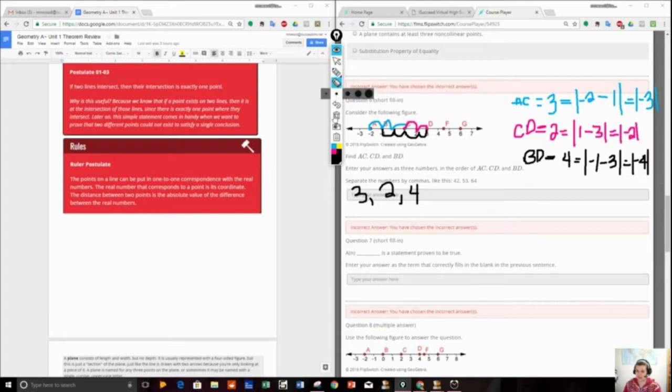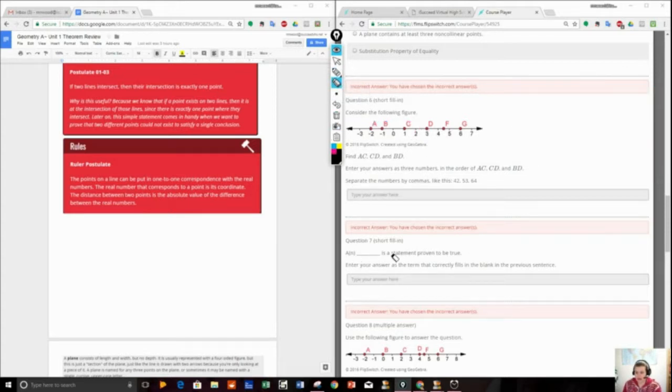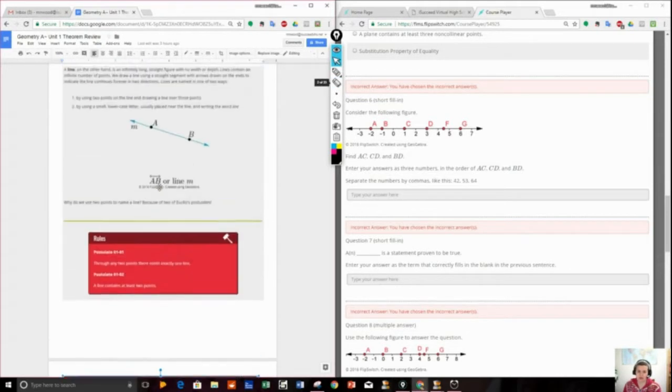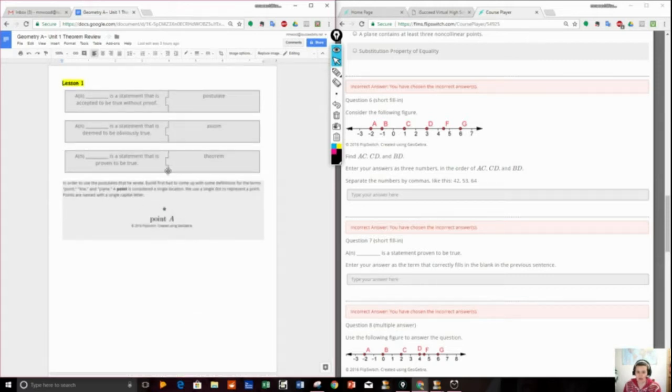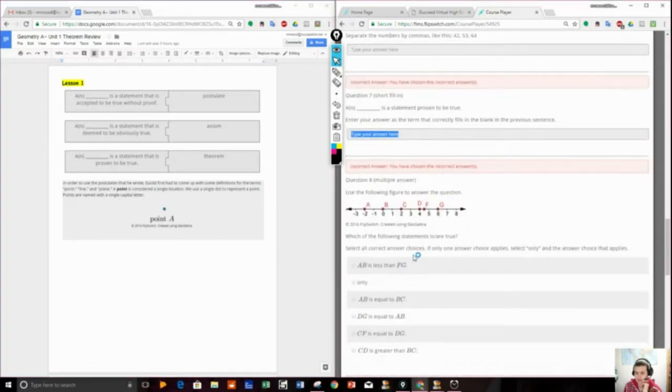All right, question 7. A blank is a statement proven to be true. Okay, so enter your answer as the term that correctly fills in the blank in the previous sentence. So I'm going to refer back to my Unit 1 theorem review, and I'm going to go through here. A postulate is a statement that is accepted to be true without proof. That's not what it was saying. An axiom is a statement that is deemed to be obviously true. No. A theorem is a statement that is proven to be true. So yes, you would type in theorem for question 7.